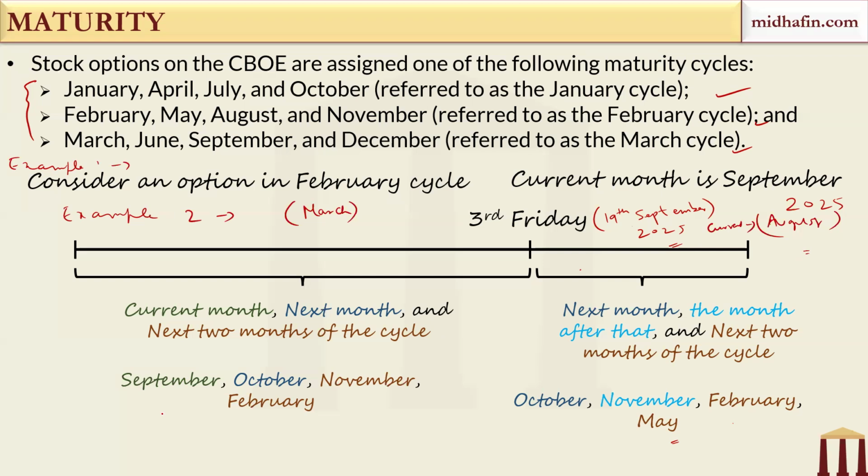So tell me, before the third Friday of August, and try to give answers via private chat if possible, otherwise public chat is also okay. Currently we are in August, and the option is in the March cycle. Before the third Friday of August, what are the options which are available?